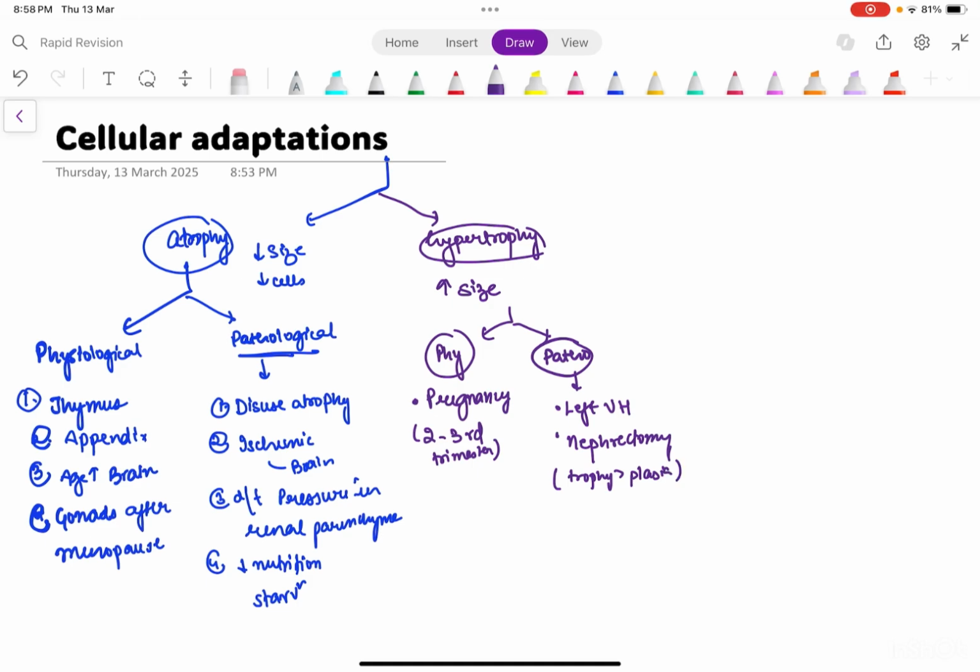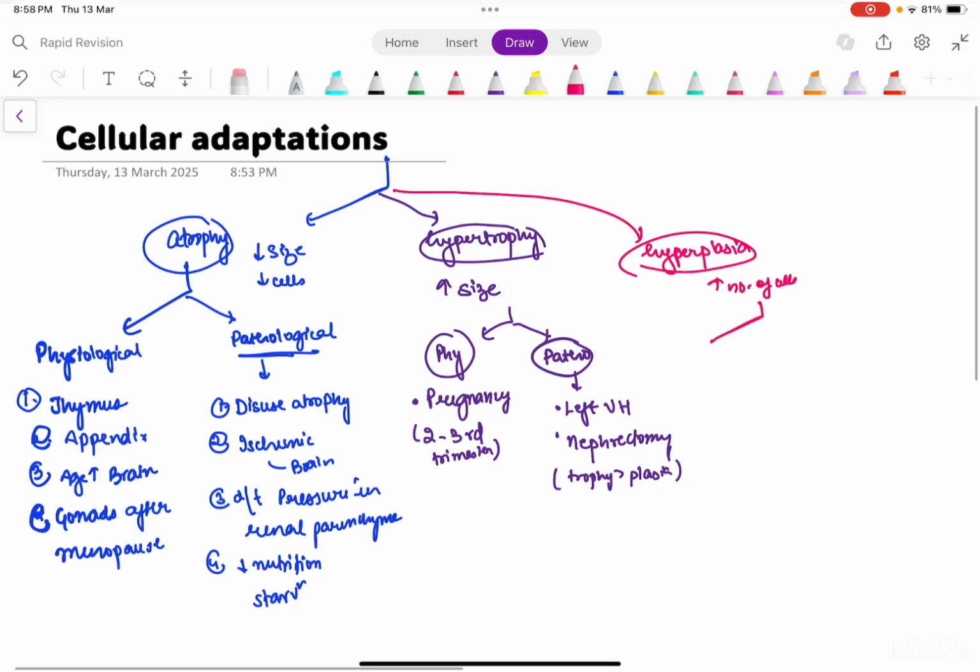Okay, now let's talk about another one, which is hyperplasia. Hyperplasia is increase in number of cells. This also has two forms, physiological and pathological. Now here the catch, I told you before, in second and third trimester of pregnancy we consider it as hypertrophy, but the first trimester of pregnancy we consider it as hyperplasia.